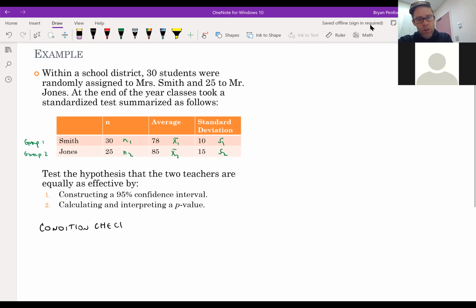Now this condition check should work for both part 1 and part 2. And remember, there are typically two things that we need to look for. We need to look for the independence condition and the sample size condition. And those things do vary a little bit depending on whether or not you're working with categorical or numerical data.